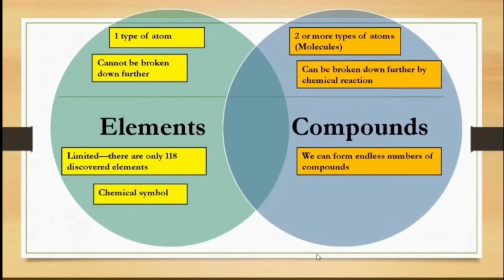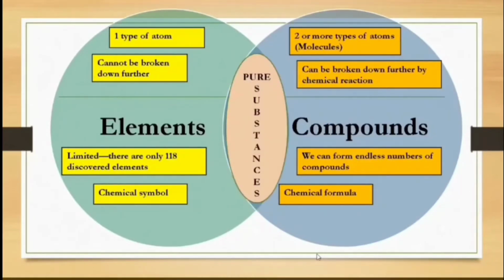Elements are represented by a chemical symbol. The first letter of the element symbol is written with a capital letter, and the second letter, if there is any, is written in small letter, while a compound, on the other hand, is represented by a chemical formula. For their similarities, elements and compounds are both pure substances.